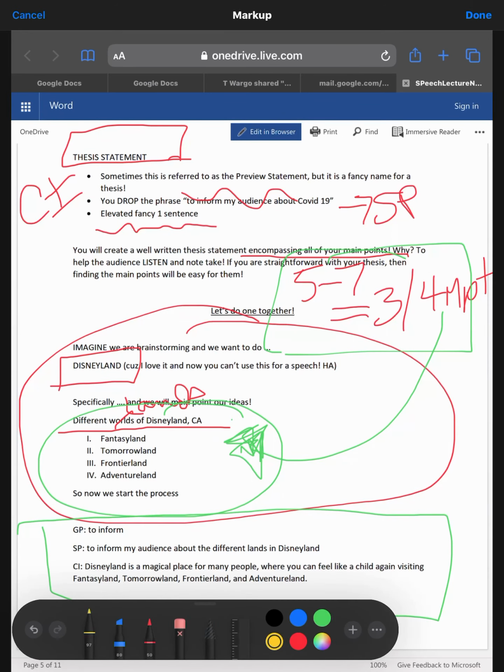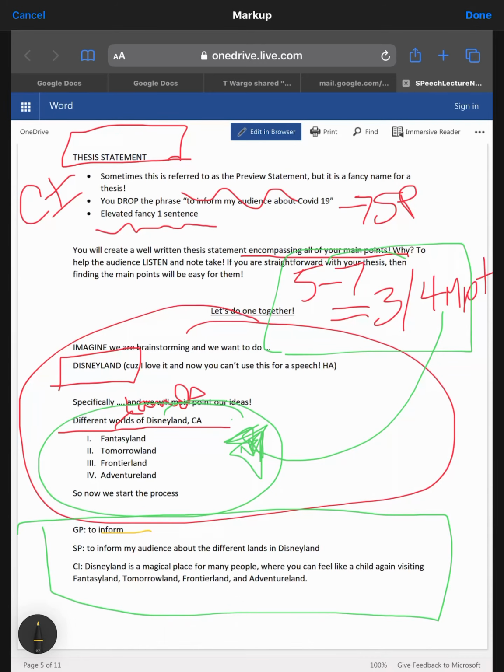So my GP is really easy. It's just to inform, but no period at the end of it. My SP is to inform my audience about the different lands in Disneyland. Notice how it's very broad, but it still is encapsulating what I'm going to talk about.